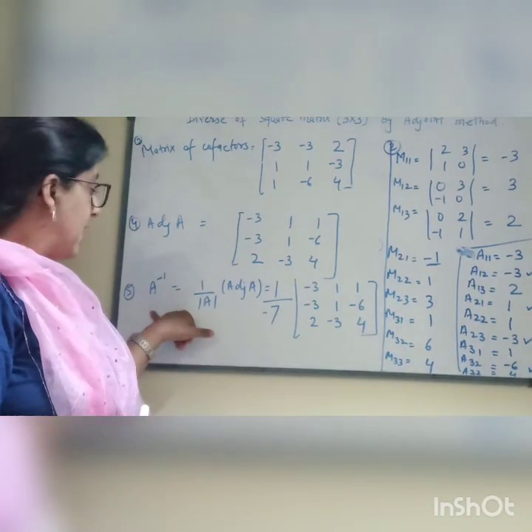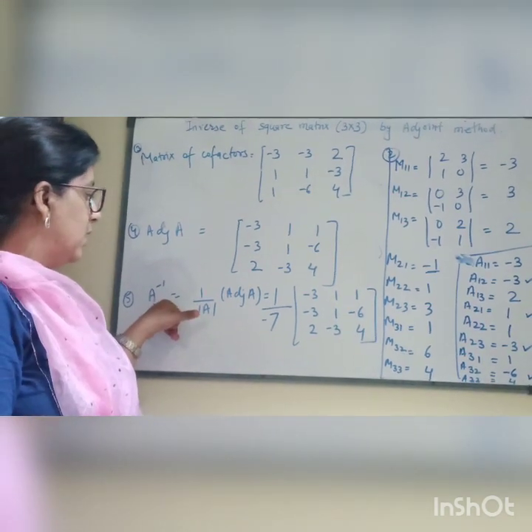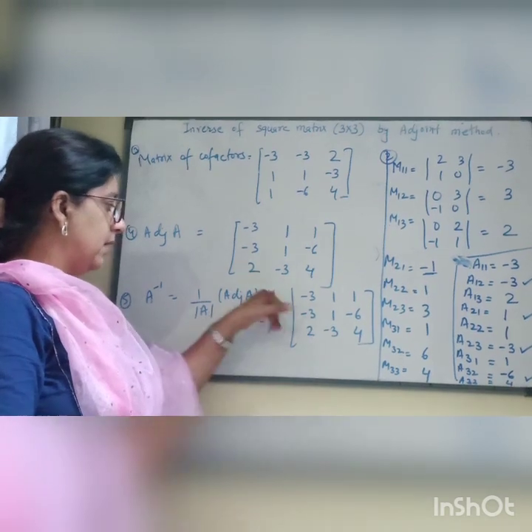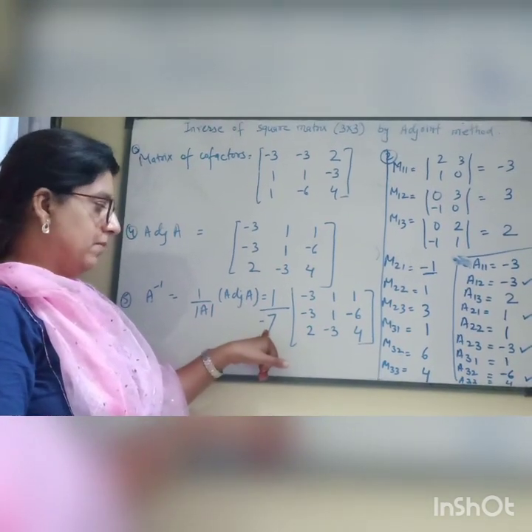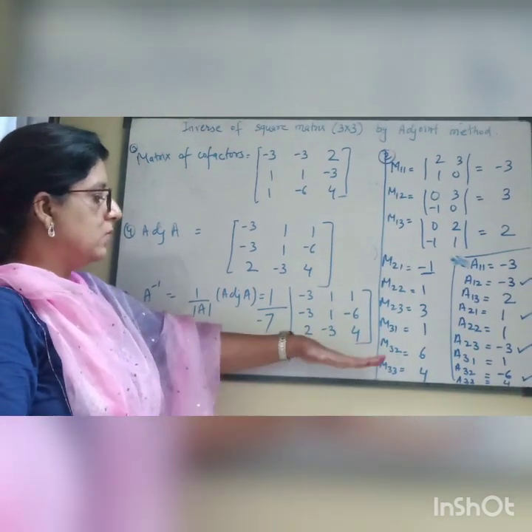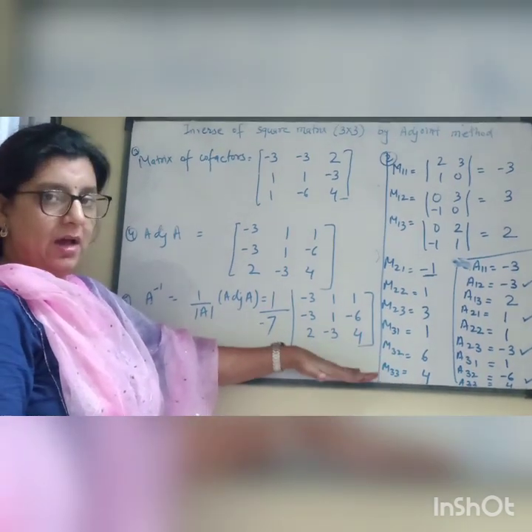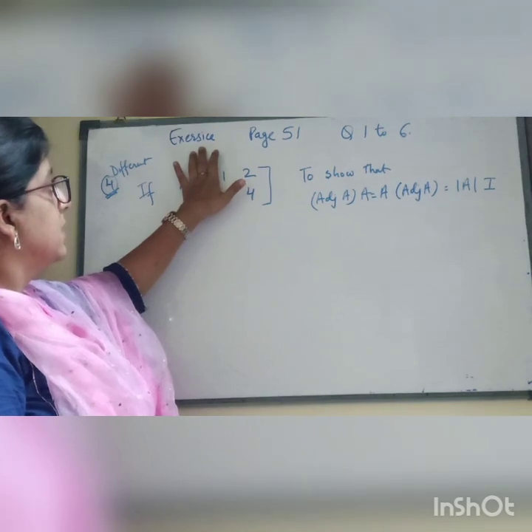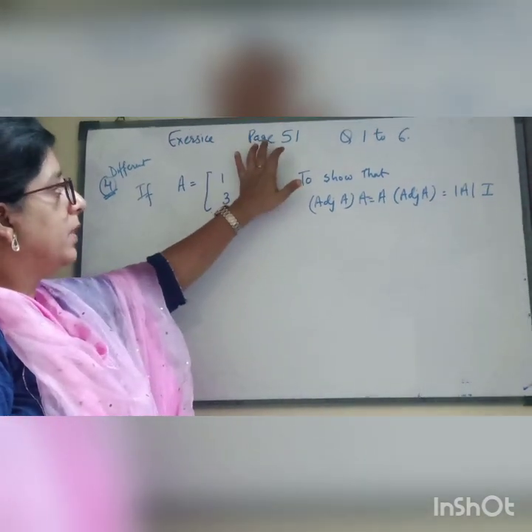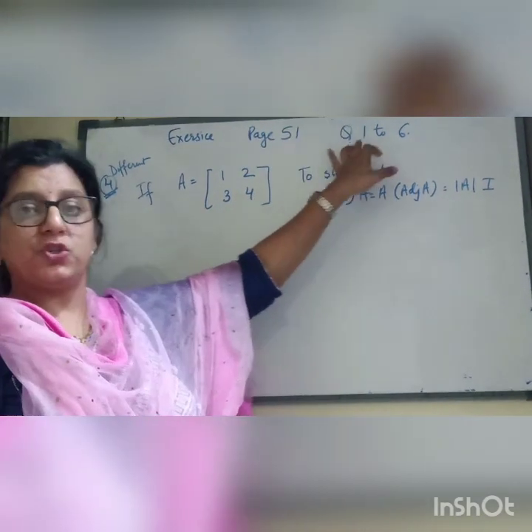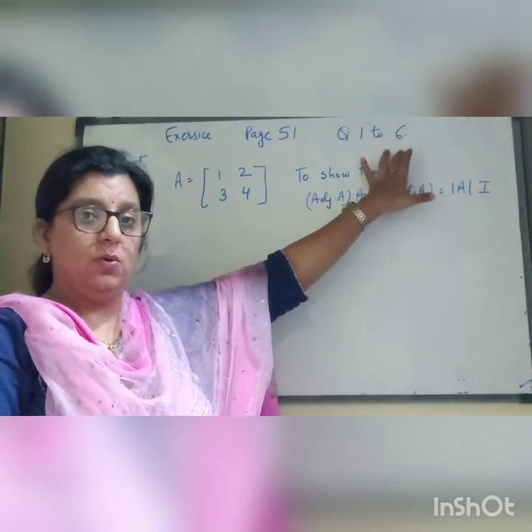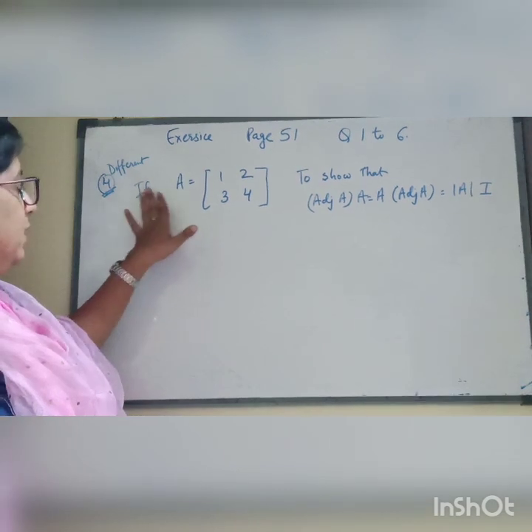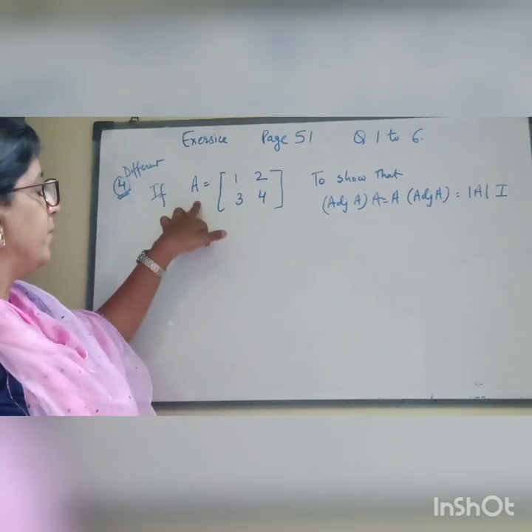Now the last and final step, that is A inverse: adjoint of A divided by the determinant. The determinant is -7. So put in the values and this is the final answer. Now see the exercise given on page number 51, questions 1 to 6 you can do now. Only question 4 is different, so I am taking a similar type of problem.